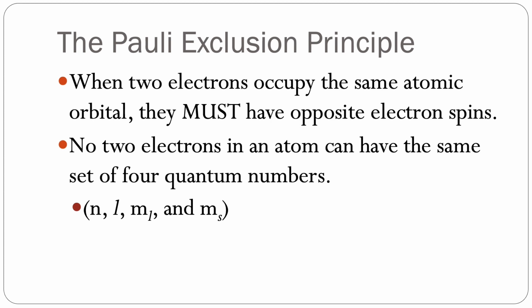Recall, there are four quantum numbers: the principal quantum number n, the angular momentum quantum number L, the magnetic quantum number m sub L, and the electron's spin, m sub s. These definitions, of course, mean the same thing, so let's analyze further.